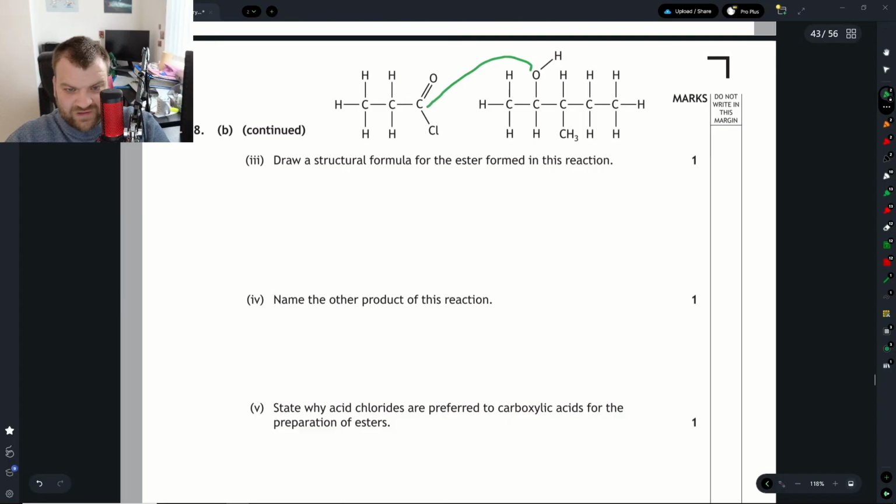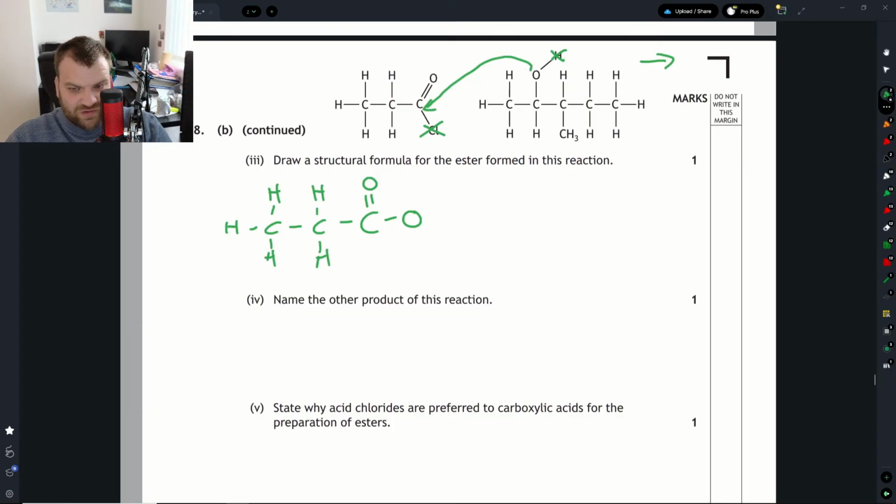Based on the fact we've now got our attraction there, the hydrogen and the chlorine would come off, and now we need to make our ester link. So an ester link is C double bond O and then an O. We've then got to deal with our 2 carbons, which are on the left hand side, our acid side. Let's pop them in like so.